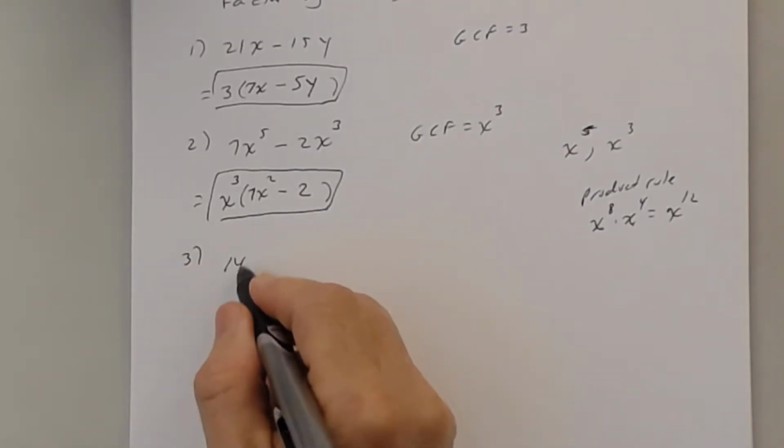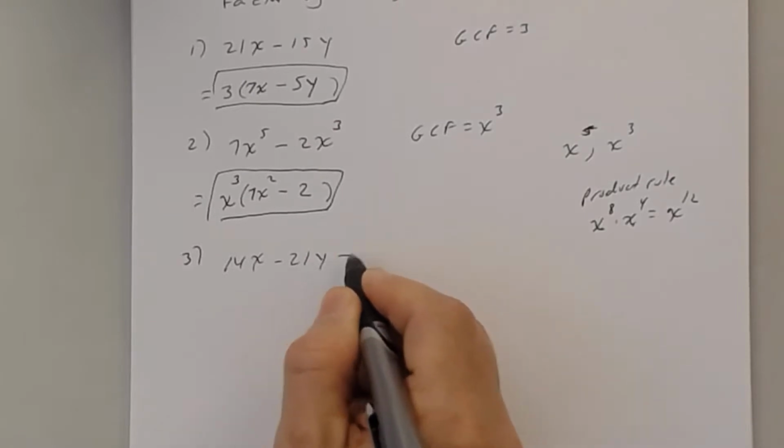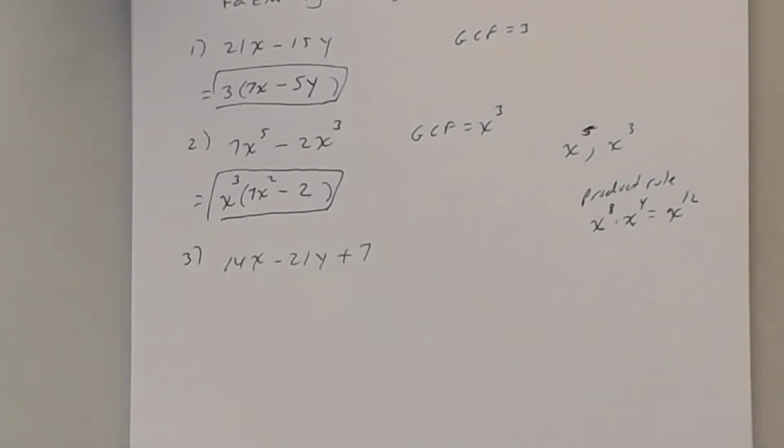You have 14x minus 21y plus 7. How many terms do you see? 3. What's the GCF of those 3 terms? 14x, negative 21, and 7. What's the GCF? 7. You're not going to say any variables either because they don't have all the same variables. But 7 goes into 14, 7 goes into 21, and 7 goes into 7. So the GCF is 7.